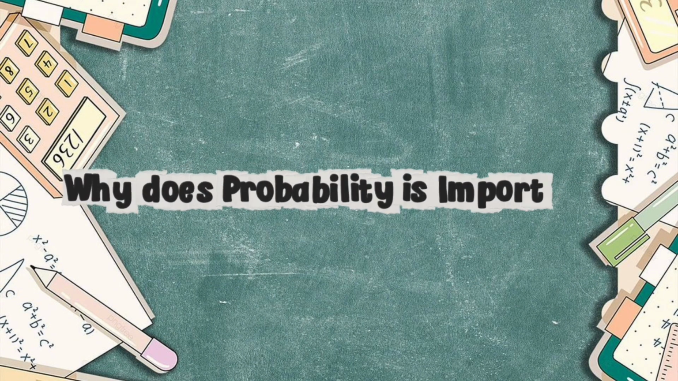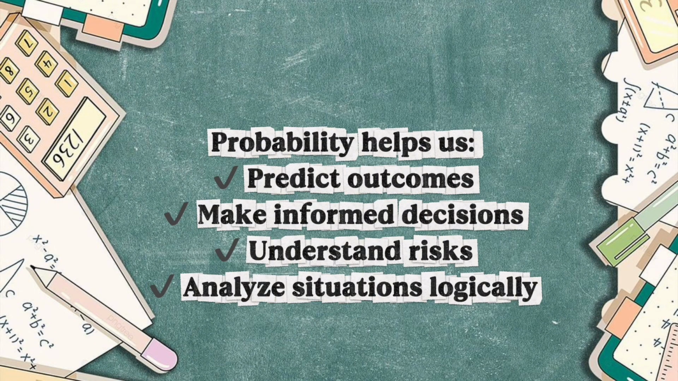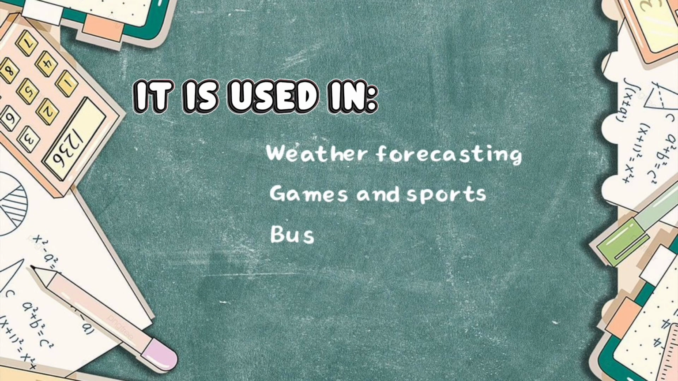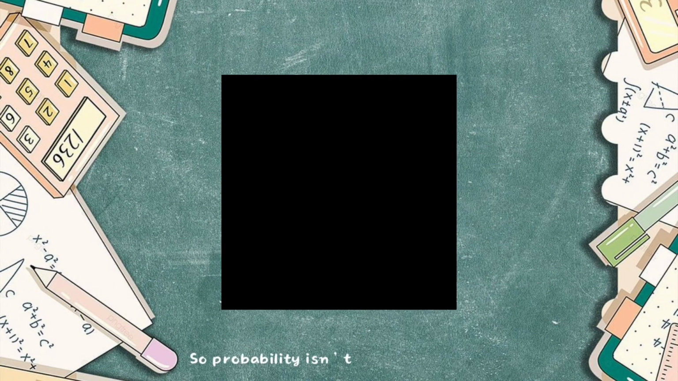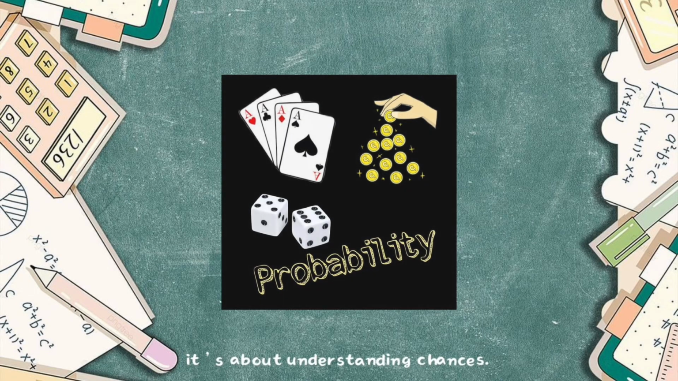Why is probability important? Probability helps us predict outcomes, make informed decisions, understand risks, and last but not the least, analyze situations logically. It is used in weather forecasting, games and sports, business decisions, and last but not the least, science and research. So probability isn't just about luck, it's about understanding chances.